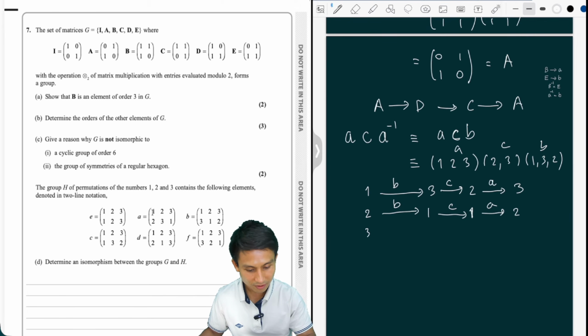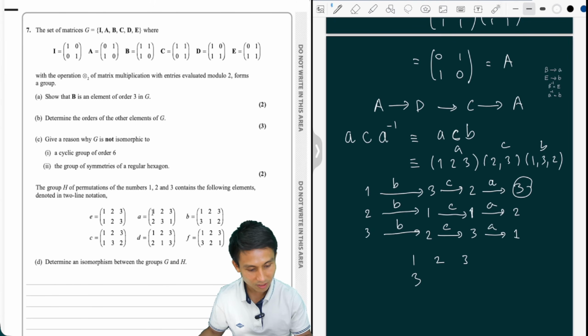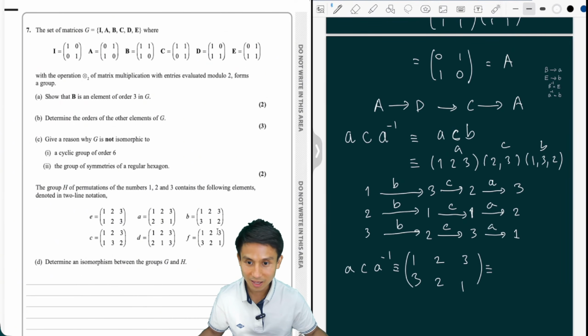Okay. We apply number 3 with operator B, permutation. We're going to get 3 go to 2. From 2, we apply C, we're going to go to 3. From 3, we apply A, we're going to go back to 1. So what is that? If we write 1, 2, 3 as the original number where we started, we're going to get in order 3, 2, 1. And what is that permutation? So A, C, A inverse here is the same as F.